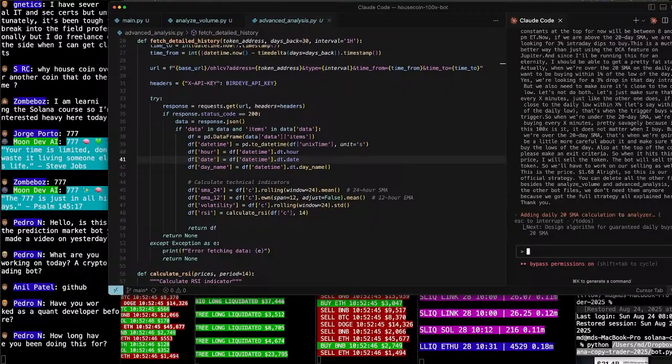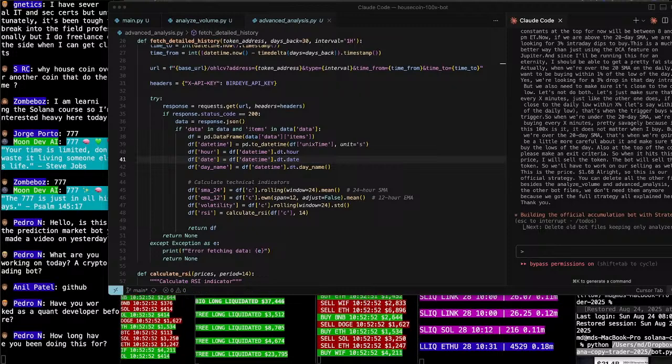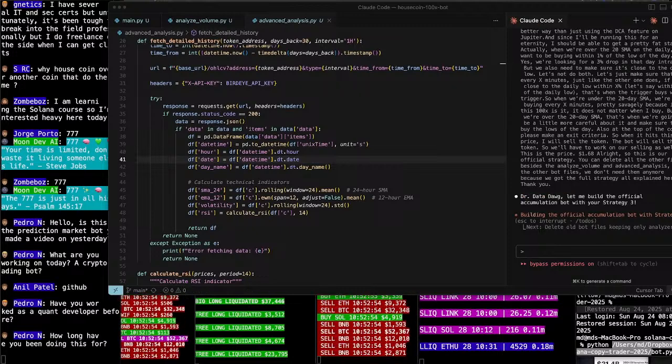I've been doing this for about 4 years. Let me build the official accumulation bot with your strategy 3.